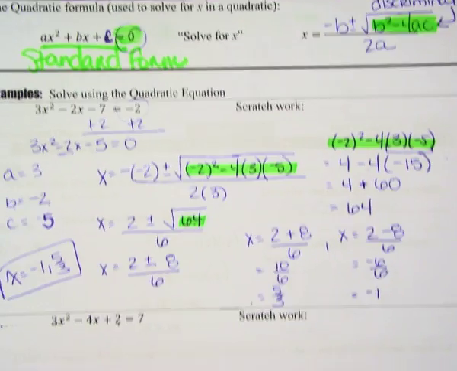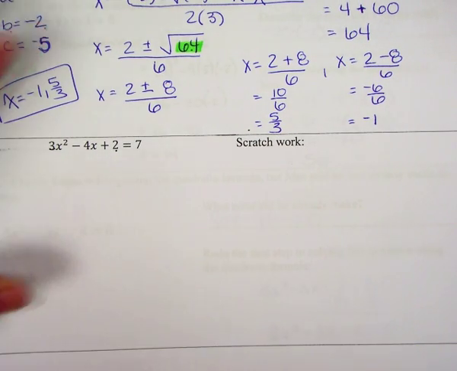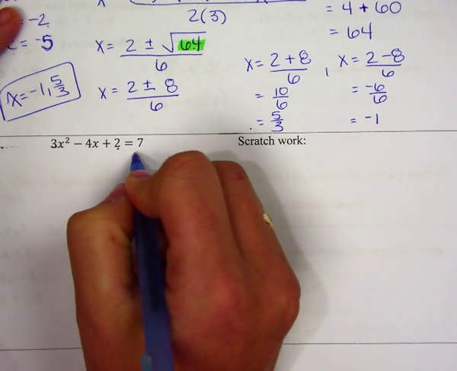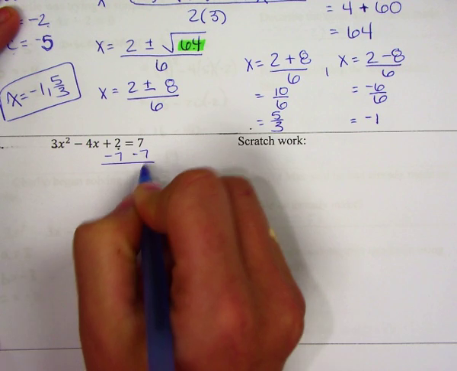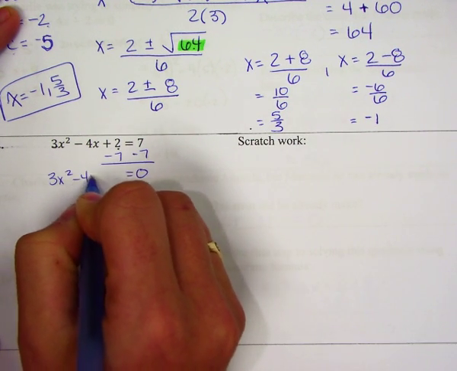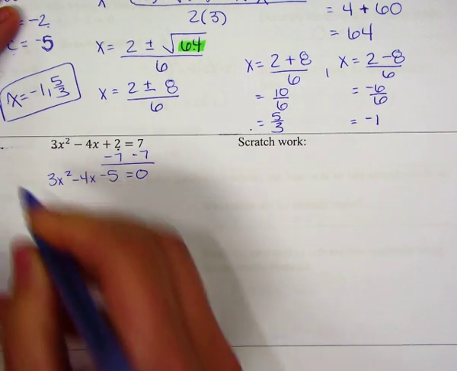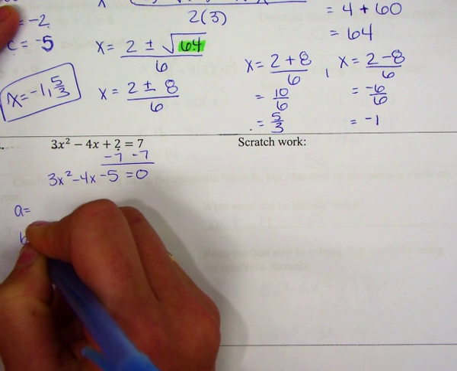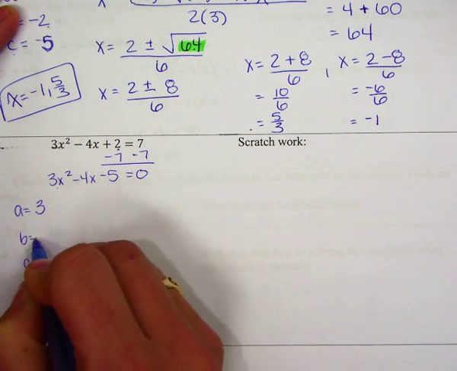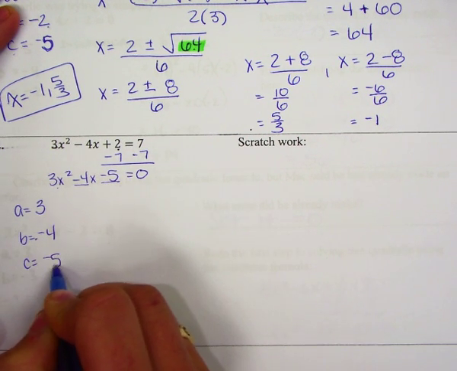For example number 2, we're going to do the same thing, except just know that this one's a little bit more complicated. First off, we have to set it equal to 0. So we'll subtract 7 on both sides so that it equals 0. We're left with 3x squared minus 4x minus 5. Since I need a, b, and c, I'm going to define what those are. A is the coefficient of x squared, so that's 3. B is the coefficient of x, which is negative 4. C is the constant, which is negative 5.